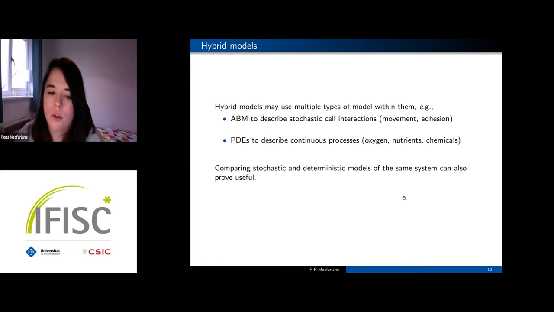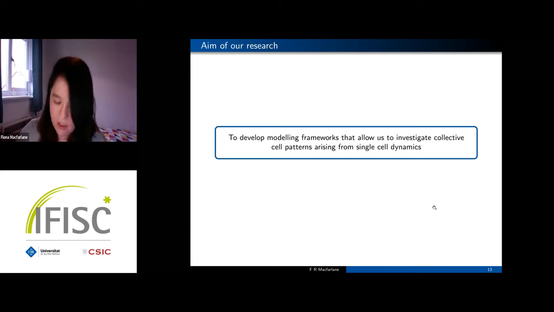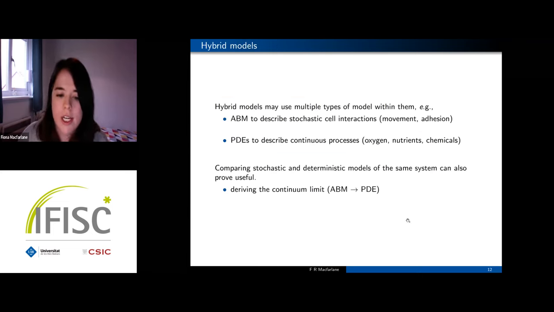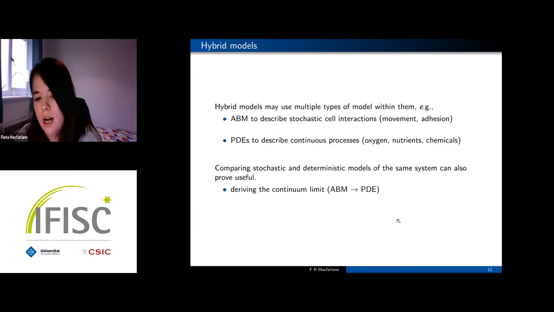One other thing that we're also going to look at for this talk is we're going to be comparing the stochastic and deterministic models, so the agent-based models and the PDE models of the same system. And that allows us to do analysis of the system with the PDE model, but also look at the single cell level dynamics with the agent-based model. And one way that we can do that is by deriving the continuum limit of the agent-based models, which will give us PDEs in the context of today's talk.